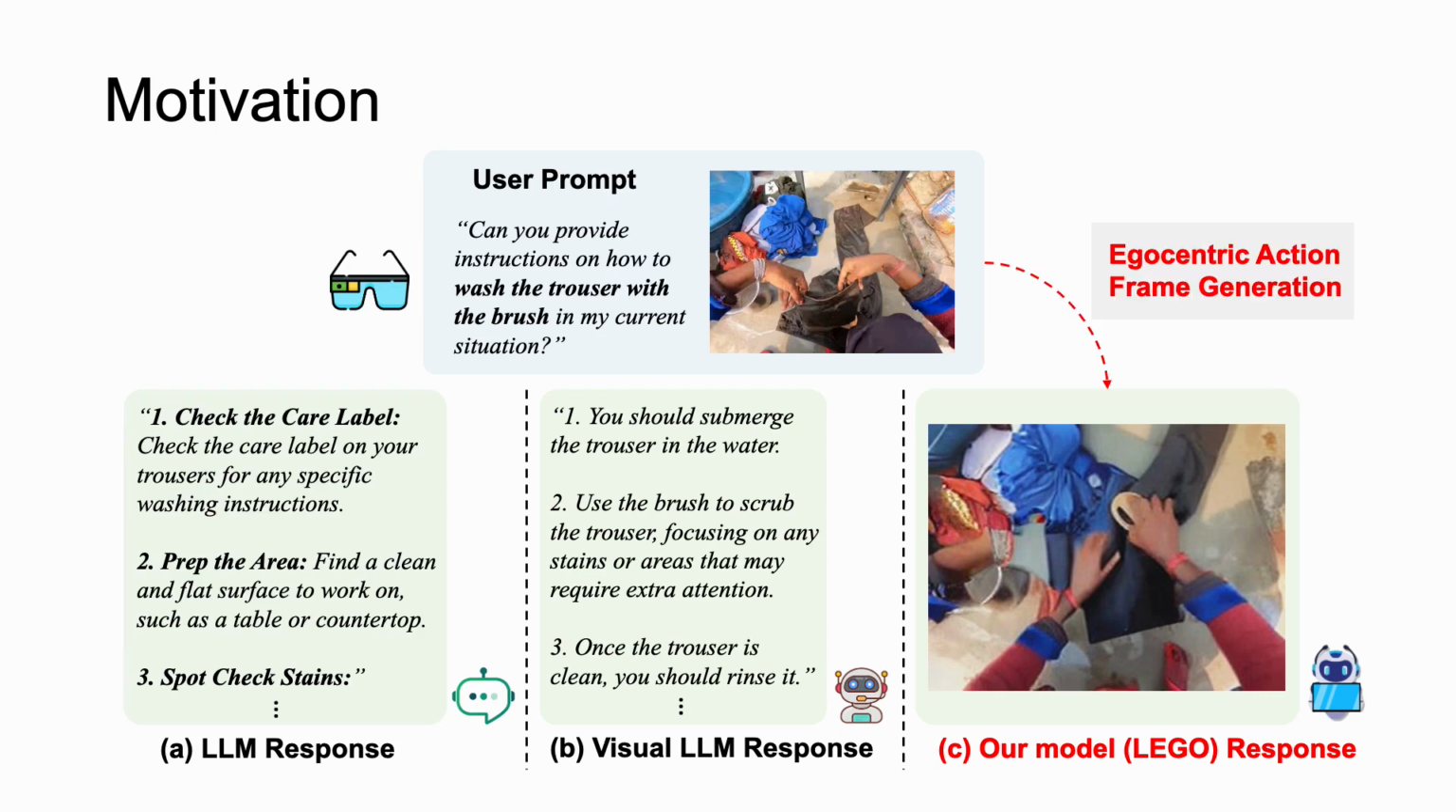This proposed novel problem is called egocentric action frame generation. The input is a user query regarding how to perform an action, as well as an egocentric image capturing the moment before the said action begins. The goal is to synthesize an egocentric image showing the execution of the action in the same context.